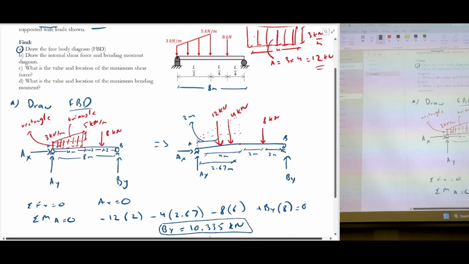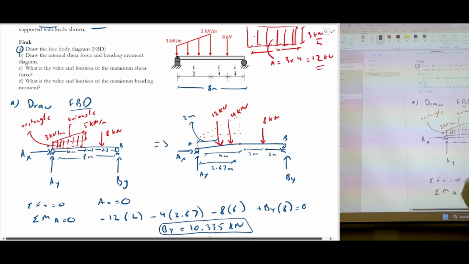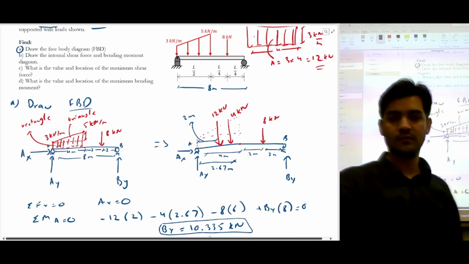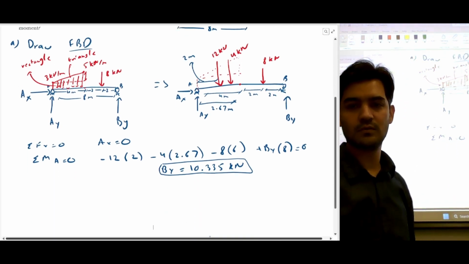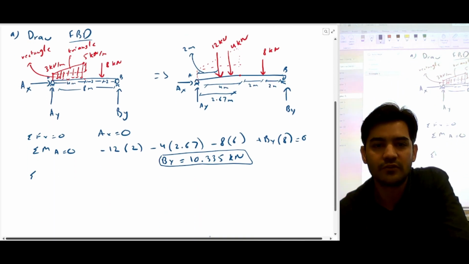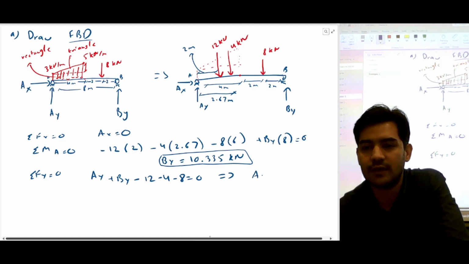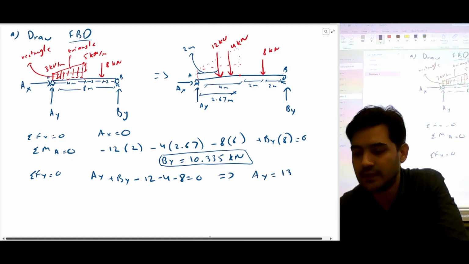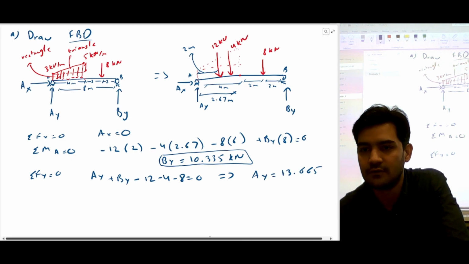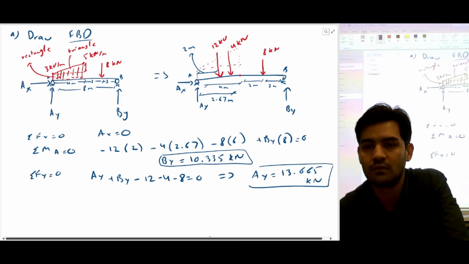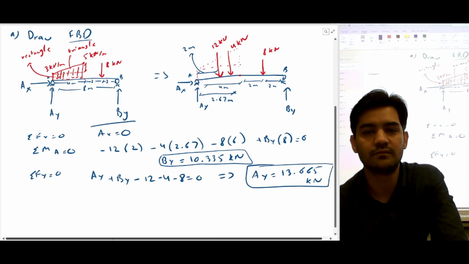So I have taken moment along this point equal to 0. And if you do summation of Fy equal to 0, it's going to be Ay plus By minus 12 minus 4 minus 8 is equal to 0. And you're going to get the value of Ay as 13.665 kilonewton. And the Ax is 0.